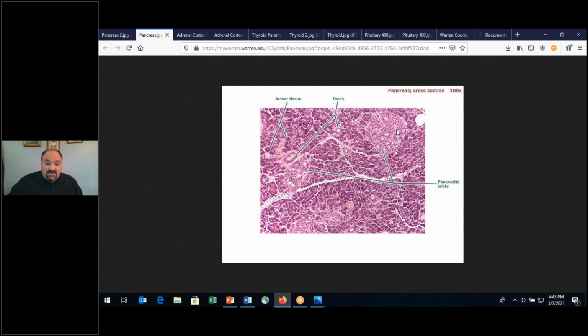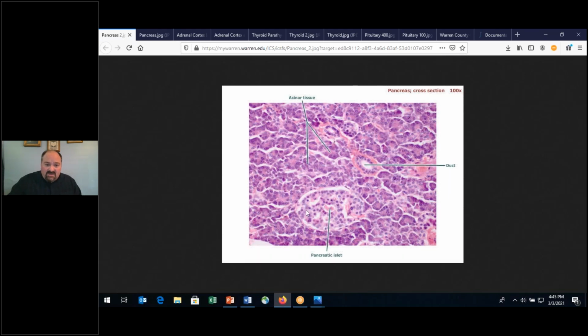So you're seeing here that this would be the pancreatic islet, which looks very different in comparison to the other tissues. Here again, we see this pancreatic islet surrounded by other tissue that's involved in digestive processes and production of enzymes and such. Remember, enzymes are proteins. So pancreatic tissue, pretty easy to see.